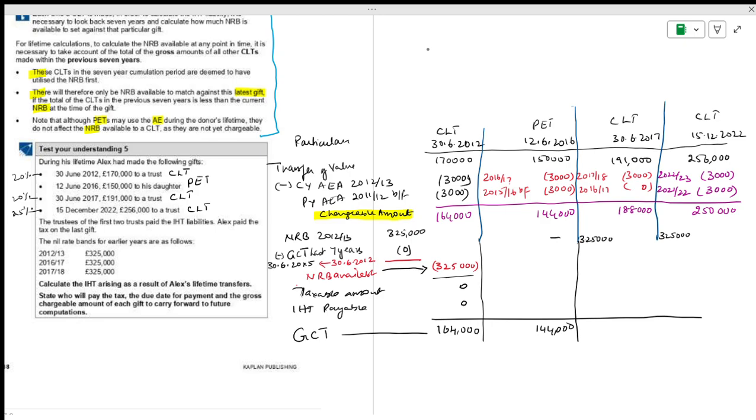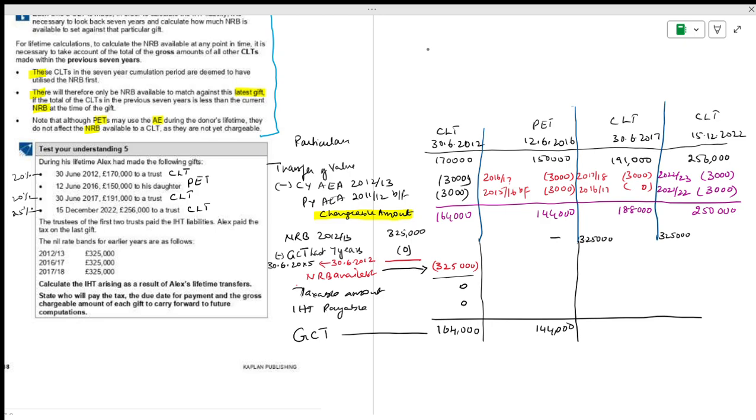This potential is not applicable for this? Pardon? Potential exempt transfer, you have NRB. No. Okay.